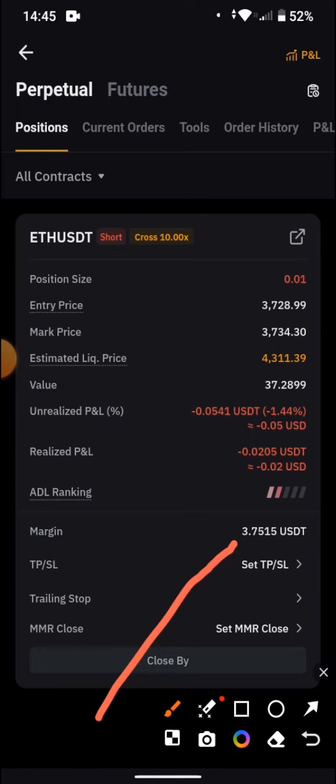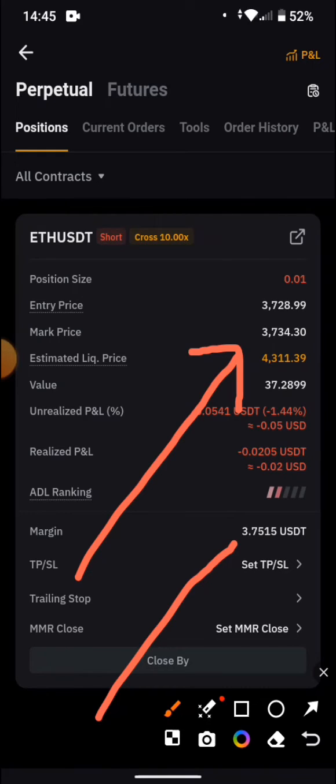Now you might want to ask, what is the advantage of using cross margin? Cross margin basically pushes the liquidation price very far away. So now you see the current market price is 3,734. So by the time it reaches 4,311, it's very far. But for isolated, your liquidation price is very close. But for cross, the liquidation price is very far. It's very far away, which means you have a lot of breathing space for your trade to play out. But for isolated, you don't have a lot.